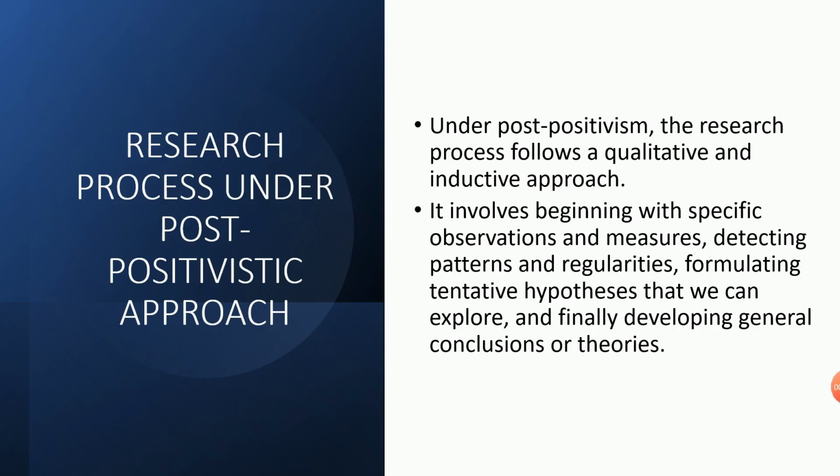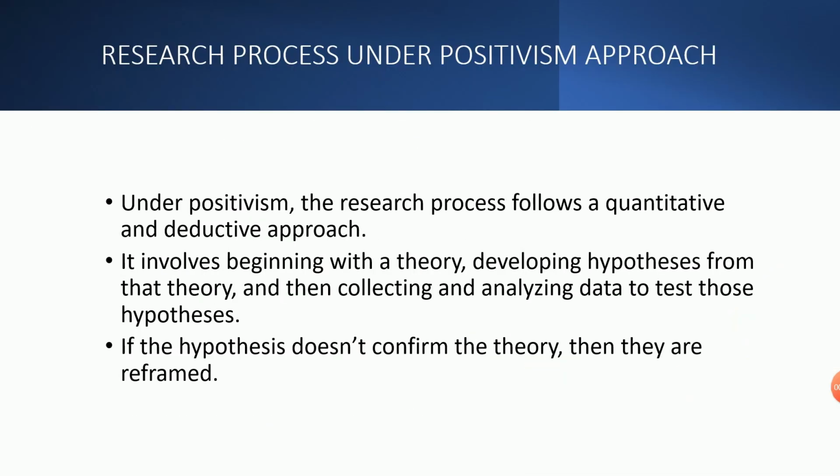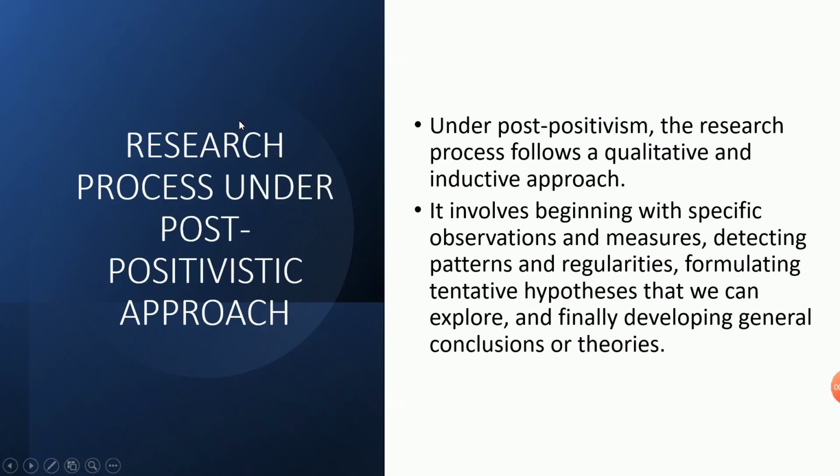Next, the research process under the post-positivistic approach. Under post-positivism, the research process follows a qualitative and inductive approach. Under positivism it follows a quantitative and deductive approach, but here it follows a qualitative and inductive approach. It involves beginning with specific observations and measures, detecting patterns and regularities, formulating tentative hypotheses that we can explore, and finally developing general conclusions or theories. So here you are moving towards forming a theory in the post-positivistic approach. But in the positivistic approach, you are moving based on a theory. That is, the theory already exists and you are working to find out cause and effect. So these are the research processes.